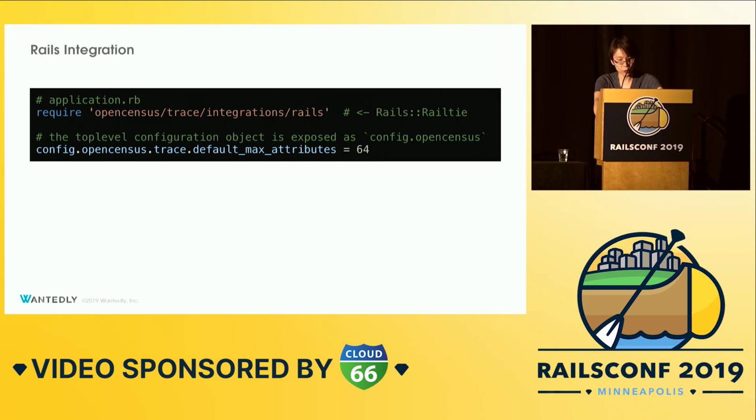For Ruby on Rails, OpenCensus provides Railtie. So actually, the only thing you need to do is require Railtie in the config's application.rb. And the top-level configuration object we just saw is exposed as config.opencensus. Blah, blah, blah are configs you can set within application.rb.